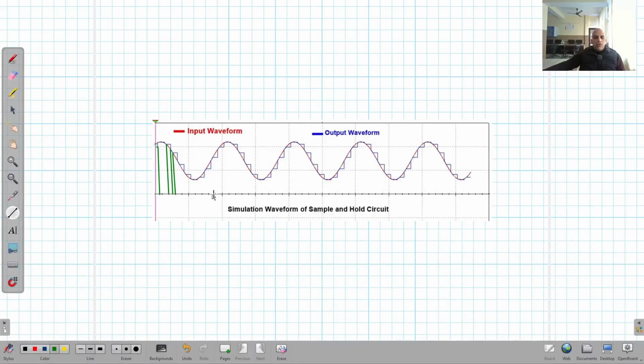I am hopeful that the working of the sample and hold circuit is very clear. So this is all about the sample and hold circuit. If I talk about the application, I have already told you that the main application of this is for analog to digital and digital to analog conversions.